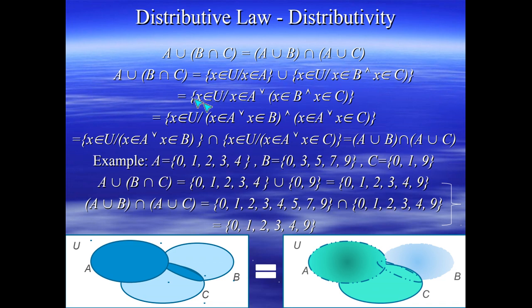So. A union B intersection C. Let's see first the Venn diagrams and then the proof and the example. In Venn diagrams, what does it say? B intersection C first, the parenthesis on the left-hand side. On the left-hand side, we have B intersection C. What is it? The common elements of B and C, this green shaded area between B and C, this part.